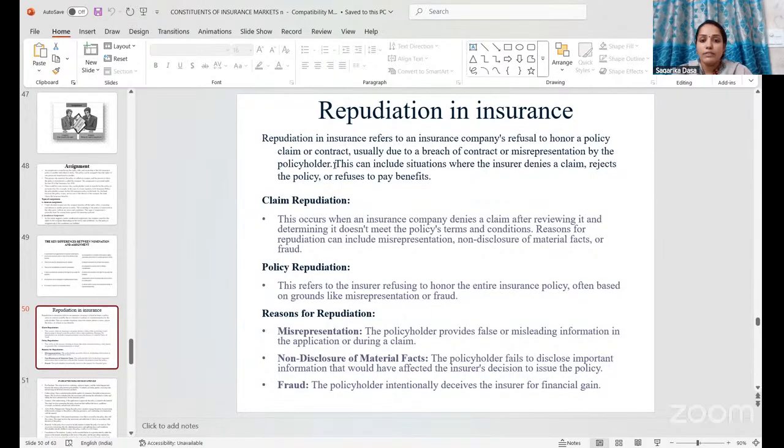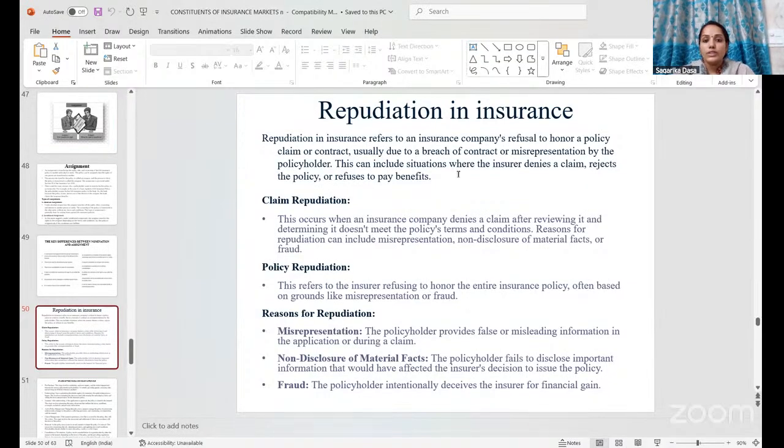Now, repudiation here, in simple terminology, we can say it's a cancellation, or it is the insurance company refusing to pay the claim amount to the policyholder for some reasons. It may be a breach of the contract, that is, the rules and regulations are not followed as per the contract of insurance, or it may be misrepresentation by the policyholder. Maybe the policyholder has misrepresented the figures or the situation. Hence, the insurance company will go with the repudiation of the insurance policy.